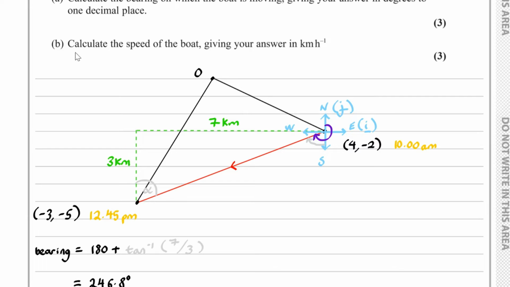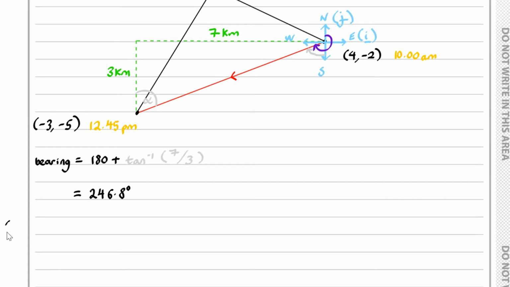And now for part B, we have to calculate the speed of the boat, giving your answer in kilometers per hour. Well, for us to calculate the speed, we need both the distance and the time. The distance we can find using Pythagoras. So the distance, that's equal to 7 squared plus 3 squared square rooted. Okay? And it turns out the distance, that's root 58.